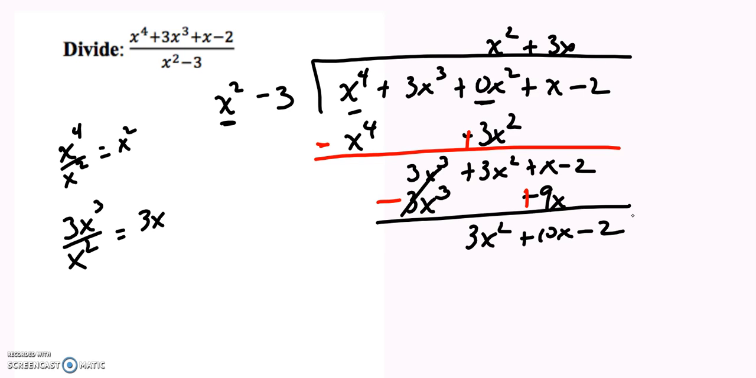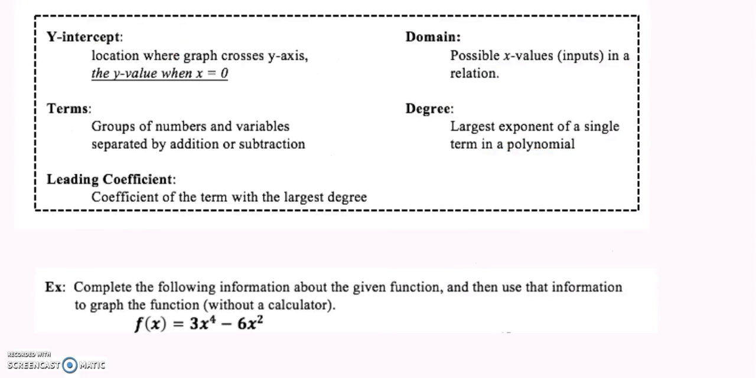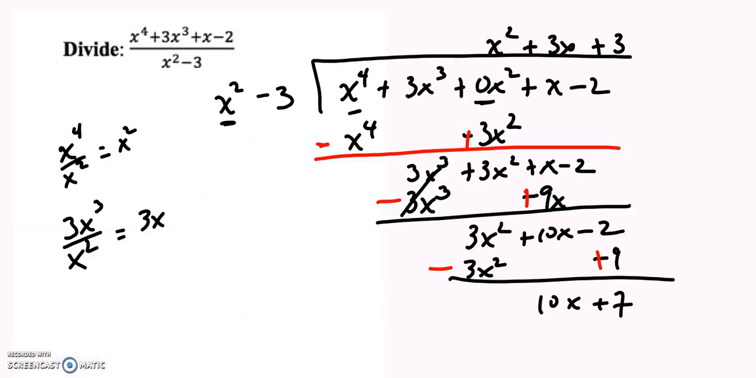The last one will be a plus 3. And if I multiply that out, I get 3x squared. 3 times negative 3 will be a negative 9. And when I subtract those, I get 10x plus 7. So what I get is going to be x squared plus 3x plus 3, and then finally plus the remainder of 10x plus 7 divided by the divisor x squared minus 3. And this, my friends, is your final answer.